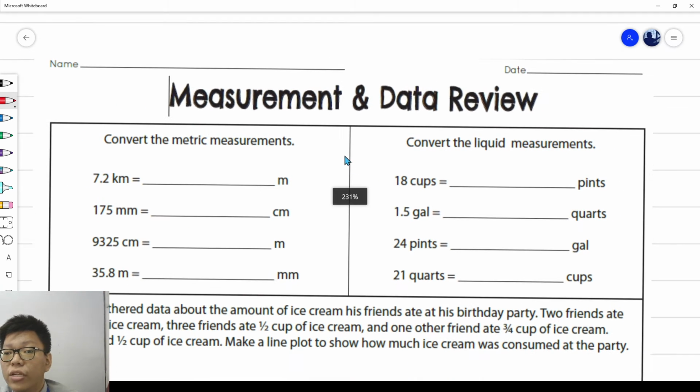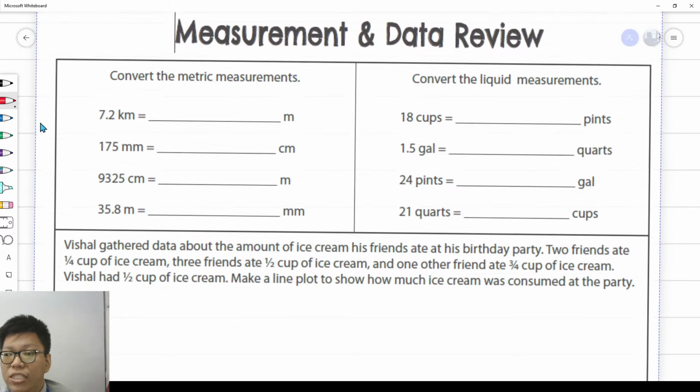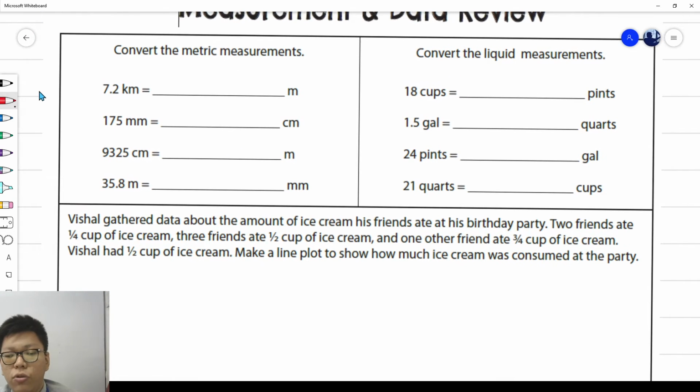We need to convert the metric measurement below. Okay, so all of this usually we call metric. Using meter, that is metric. Using kilogram, that is metric. The other one, the one that the US uses, is imperial. Imperial uses feet, yard, something like that, and ounce and pound.